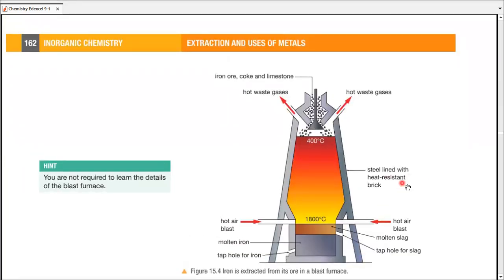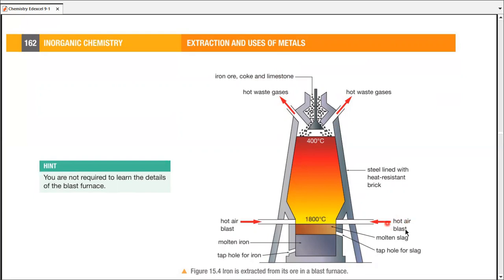Now, let's go through this diagram a little bit just for the understanding. Although the hint is mentioning over here that you are not required to learn the details of a blast furnace, but just to give you a better idea. So we have iron ore and we have coke, which is carbon, and we throw in some limestone. This is just to cater to the impurities. And we throw them from up top. Notice that the temperature on top is 400 degrees centigrade and the temperature at the bottom where we are burning everything up is around 1800 degrees centigrade.